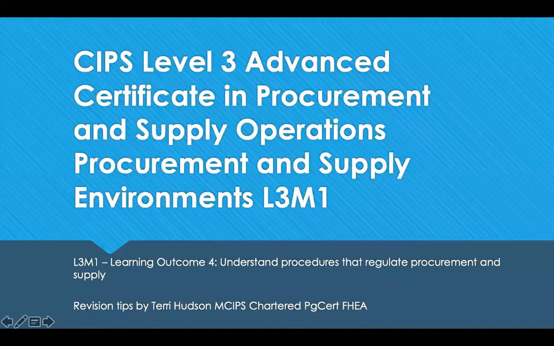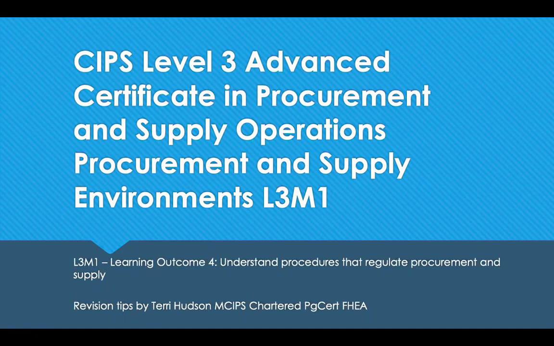Hello and welcome to revision tips for CIPS Level 3, Advanced Certificate in Procurement and Supply Operations. We're looking at Module 1, Procurement and Supply Environments, and Learning Outcome 4, which is to understand procedures that regulate procurement and supply. So we're going to look at the documentation used in procurement and how documented policies and procedures are used.